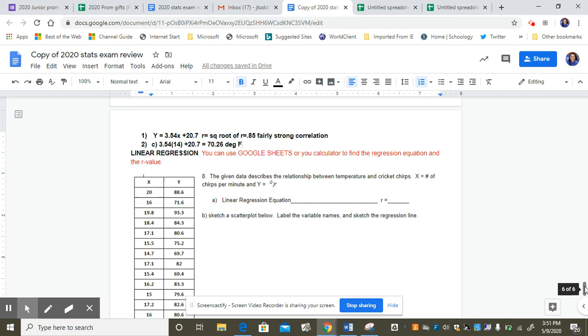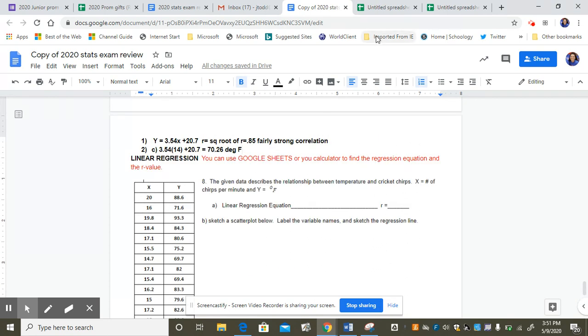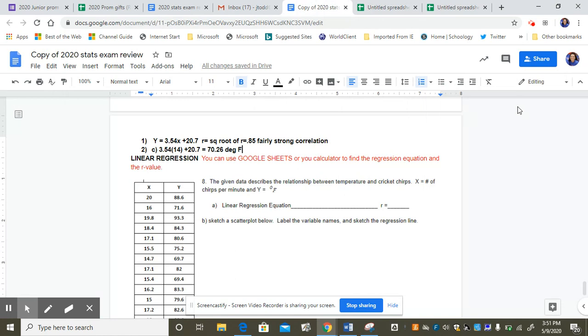So that's how you do linear regression. Again, you're going to do this on paper on your final exam, but you would use Google Sheets. And you would just sketch this, making sure you write temperature on the y-axis and chirps on the x-axis. You can just randomly sketch the dots and sketch the line, but you want to make sure you write your equation, y equals 3.54x plus 20.7, and instead of R squared, you find the R value, which is the square root of 0.717. And you use that to answer your final question where you plug in a value that they ask you to plug in.